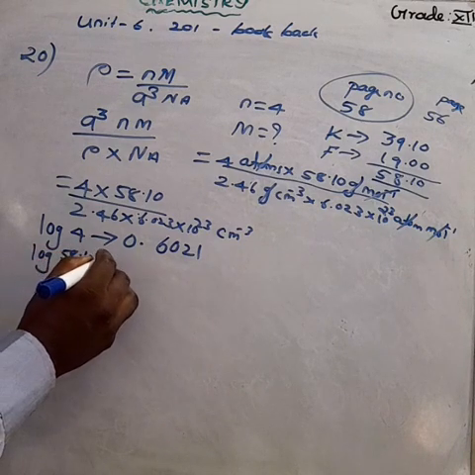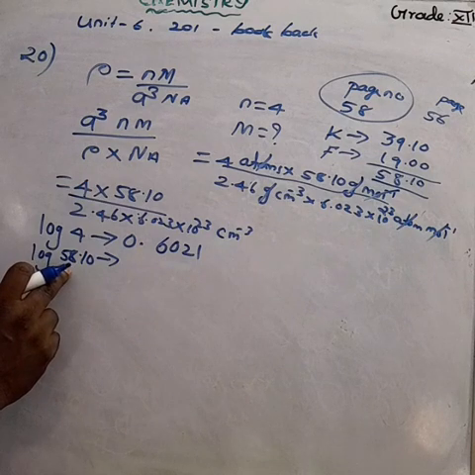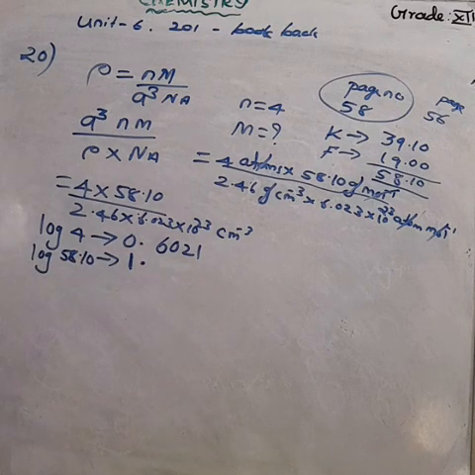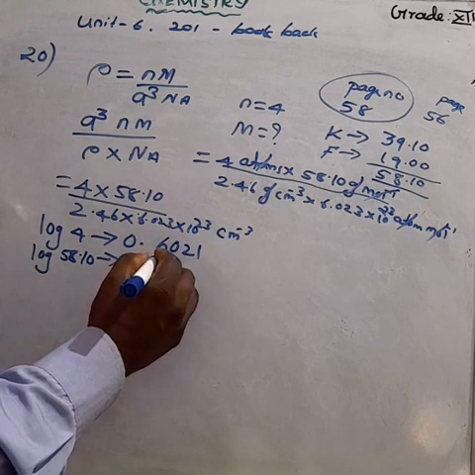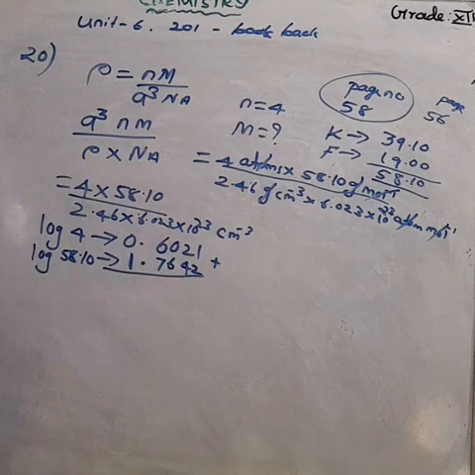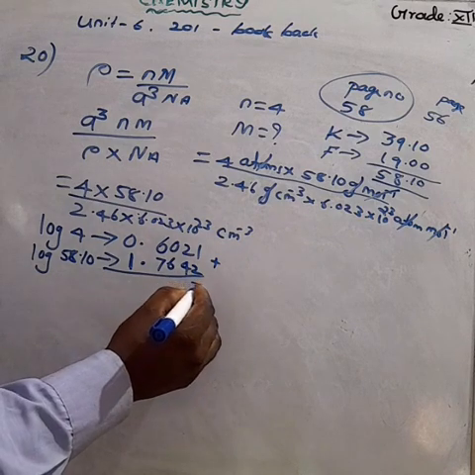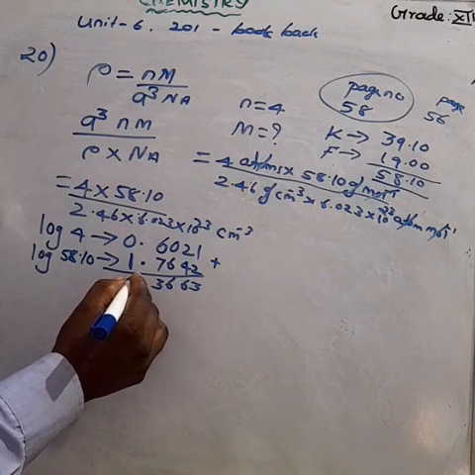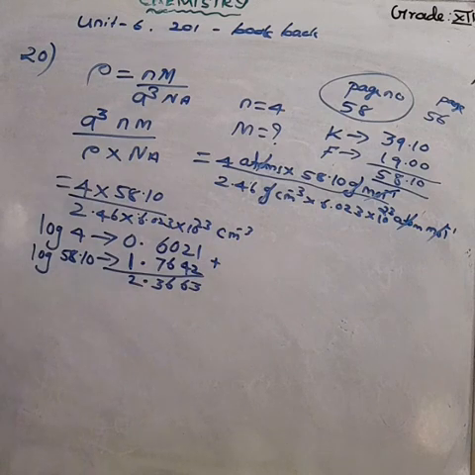Next, log of 58.10. Here we have two digits, so the characteristic is 2 minus 1, that is 1. Log 58 plus 1, the answer is 7642. Just adding, we get the answer 2.3663. Next we take the denominator.